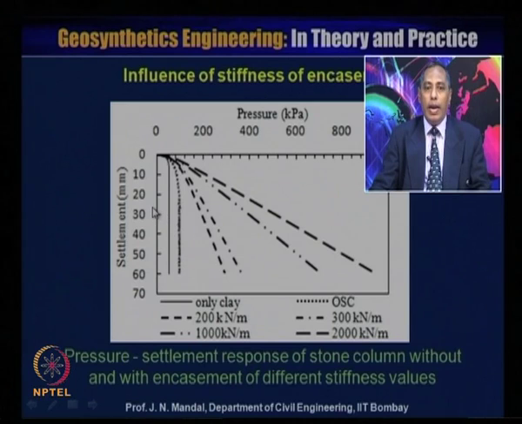So, as stiffness increases, pressure also increases. If we look at a particular settlement, for example 25 millimeter, you can see that in the case of only clay, this value is very low. But if you keep increasing the stiffness, then the pressure also increases. For example, at 2000 kilonewton per meter for a 25 millimeter settlement, you can achieve a pressure of about 400 kilonewton per meter. So there is a substantial improvement of pressure for a particular settlement. It means that there is an influence of the stiffness of the encasement in the case of the stone column.